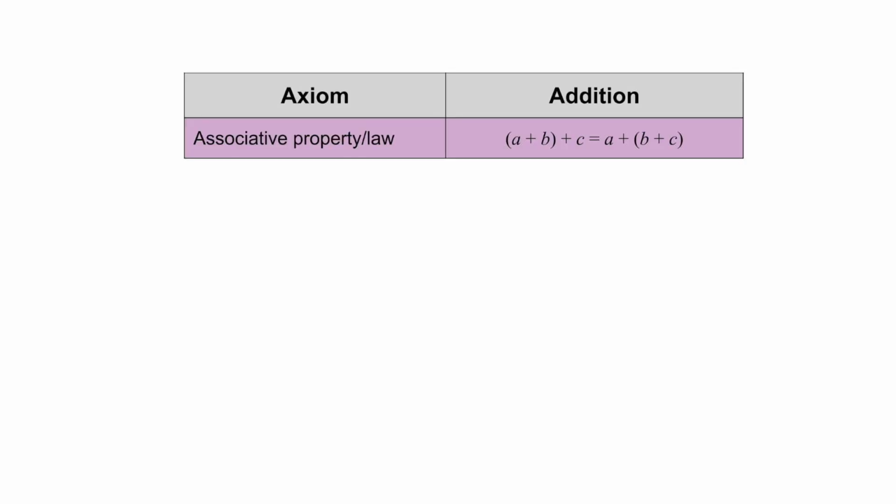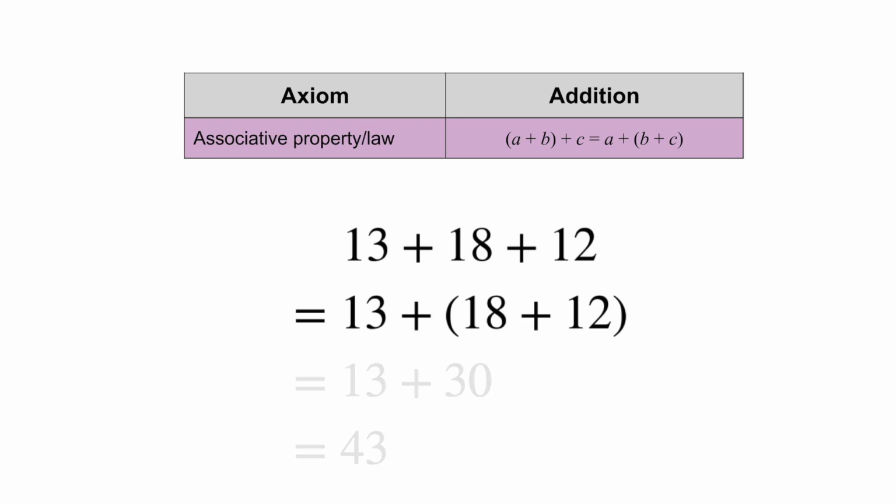The associative law for addition is useful to take advantage of number bonds of multiples of 10 to make a calculation more efficient. For example, when calculating 13 plus 18 plus 12, it is easier to do 18 plus 12 first and then add 13 to get 43.